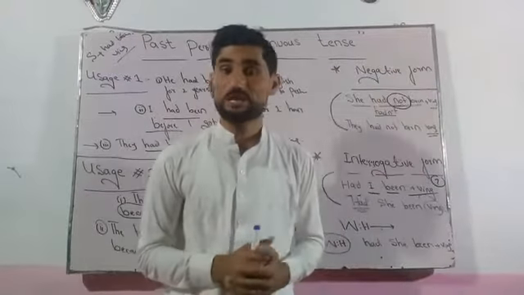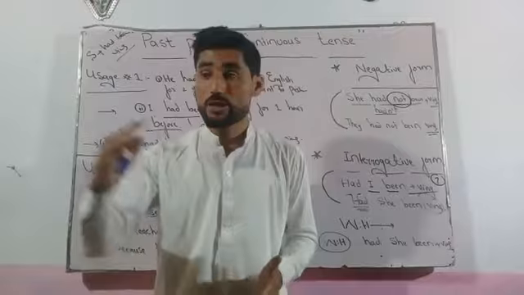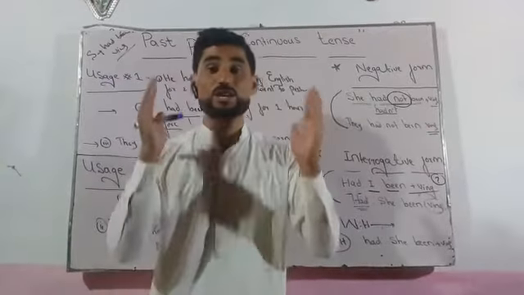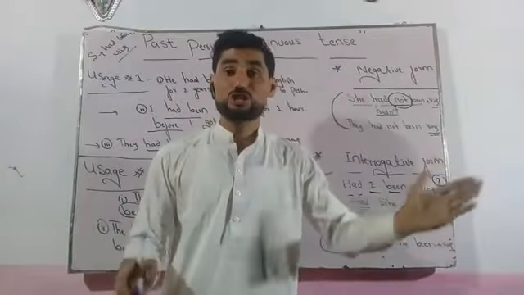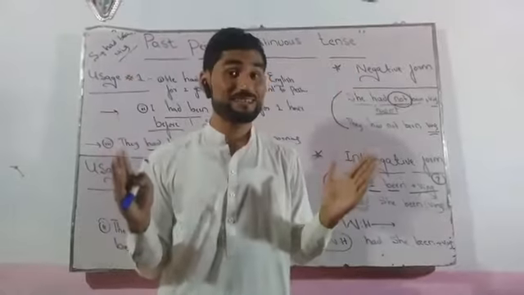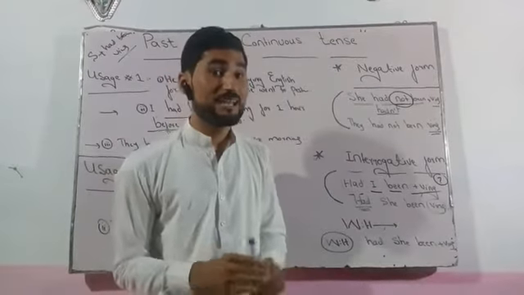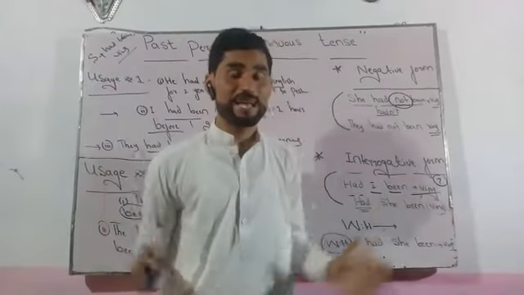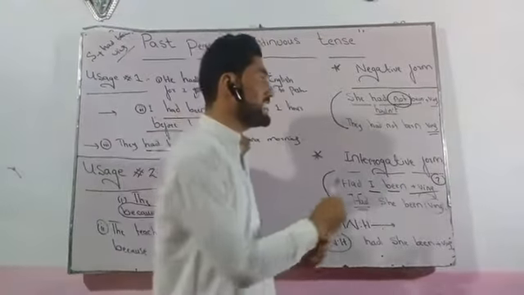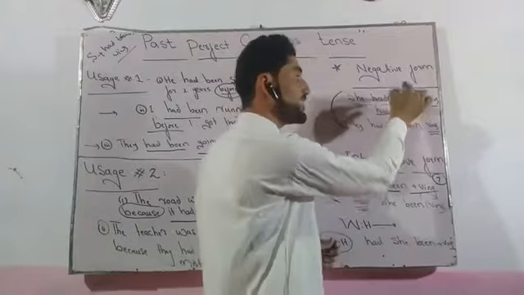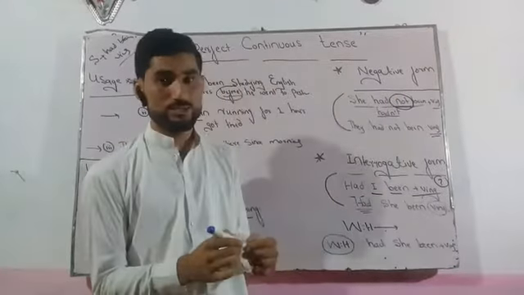She had not been cooking the meal. She had not been going there. She had not been playing the soccer. So, I had not been attending the class. They had not been learning English. So, it means that we have to add not in the middle of these two words.